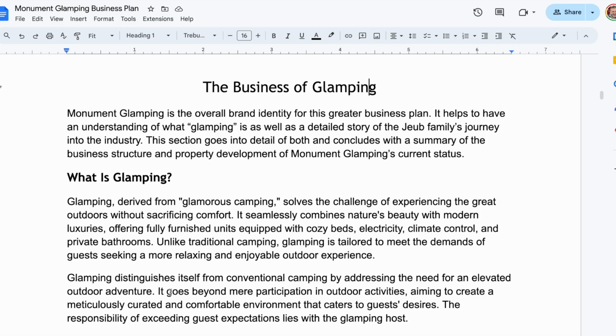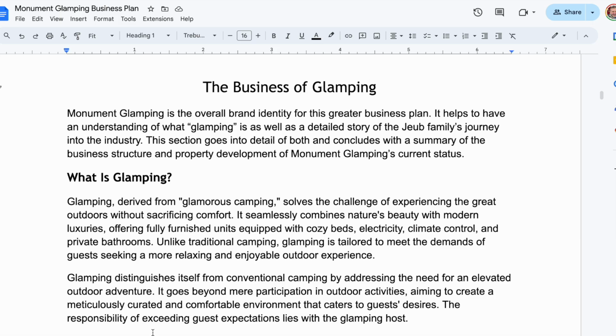So Monument Glamping is the overall brand identity for this greater business plan. It helps to have an understanding of what glamping is, as well as a detailed story of the Jube family's journey into the industry. This section goes into detail of both and concludes with a summary of the business structure and property development of Monument Glamping's current status.